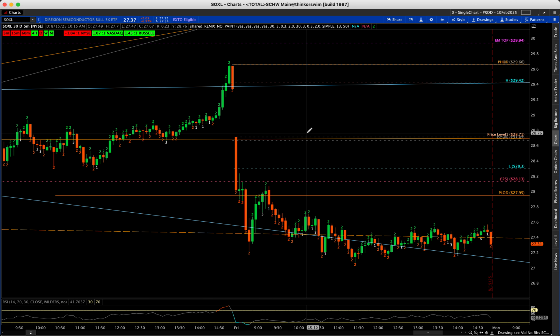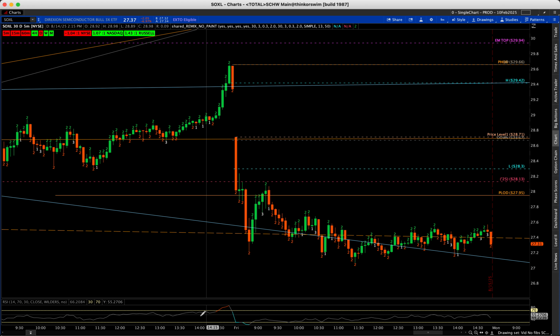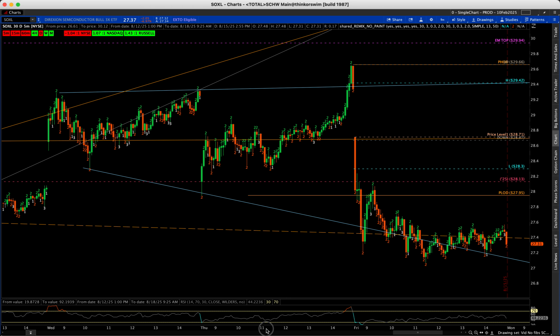So not only was it underneath the opening print, it was underneath the overnight low, it was underneath the year flip, and over previous low of day. So that's some pretty good resistance we got above. Good entry to go puts. But I remember I left this hourly broadening formation out here.